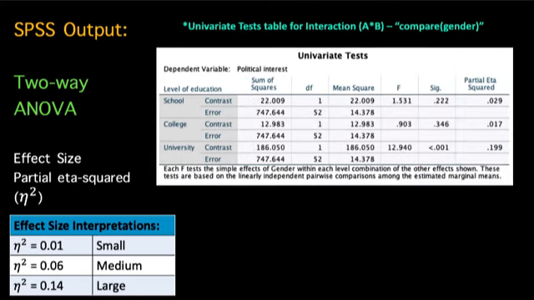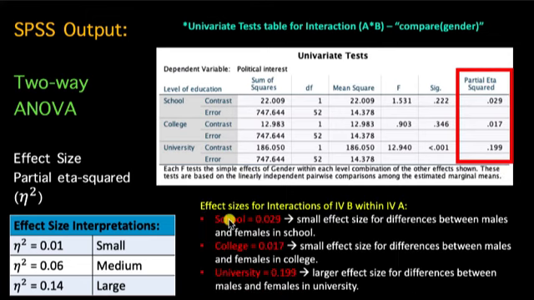For the last interaction, if instead we were looking at the comparison of gender within our level of education, we still refer to our partial eta squared on the side. And for school, we have an effect size of 0.029, which is relatively close to 0.01. So we'll say we have a small effect size for differences between males and females in school. Okay, so difference between, right, comparing males and females within the school level of education.